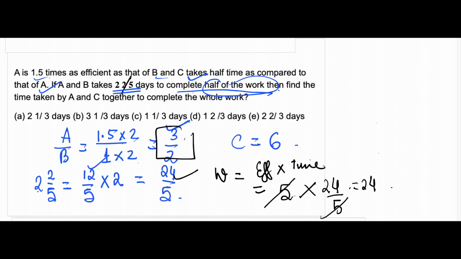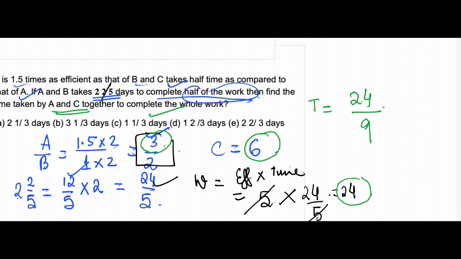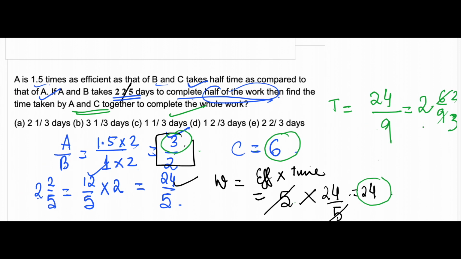Okay. Now the question is, find the time taken by A and C together to complete the whole work. The efficiency of A is 3, the efficiency of C is 6. So 6 plus 3, 9. So the total time taken by A and C together is 24 by 9. So 24 by 9 is equal to, dividing by 3, 8 by 3, which is 2 and 2 by 3. So 2 by 3 is your answer.